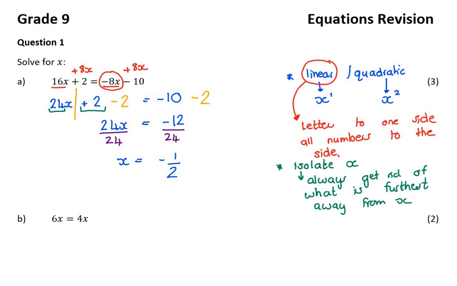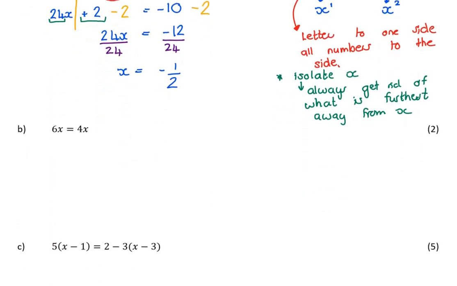So just don't forget, the moment you realize it's linear, the idea is always get my letters to the one side, preferably the left, and get all my numbers to the other side. So basically I start with getting all my letters to the left, and then try and isolate the x. So let's look at some more examples.